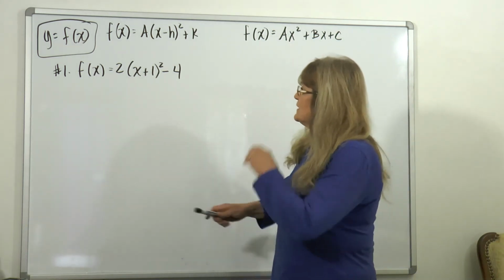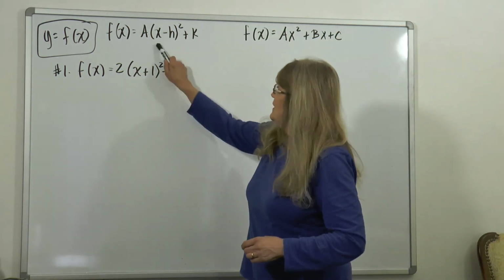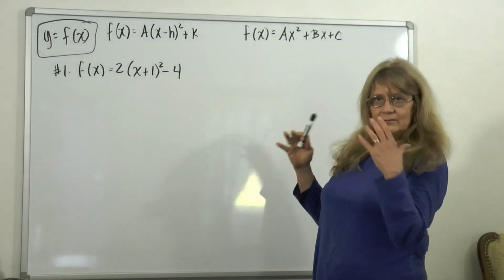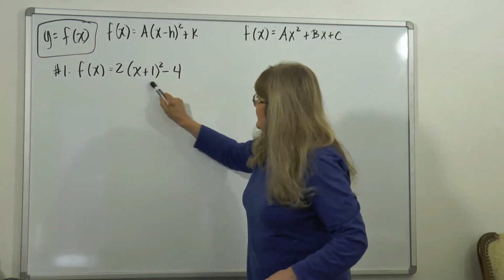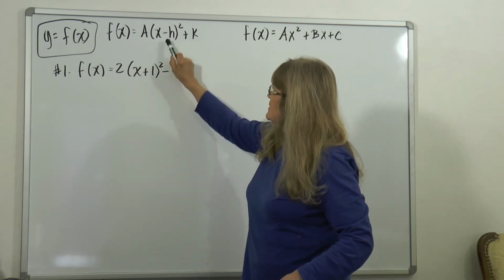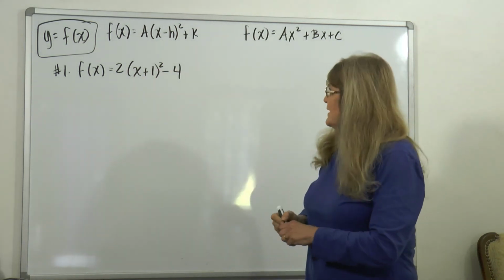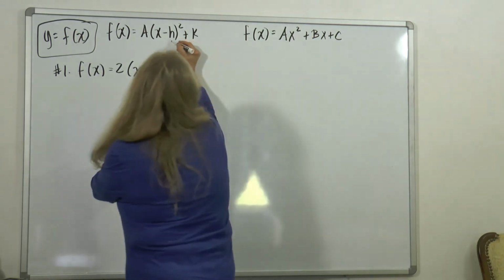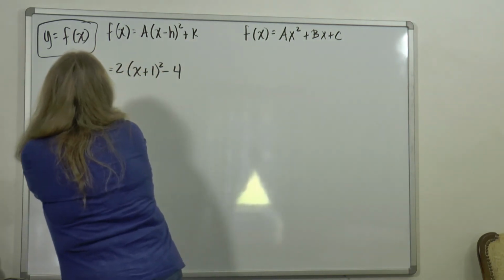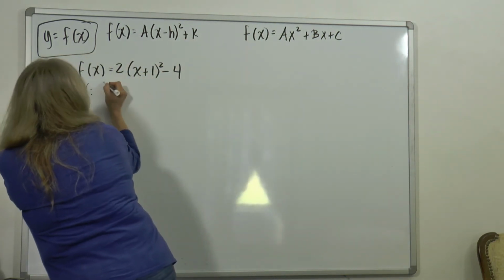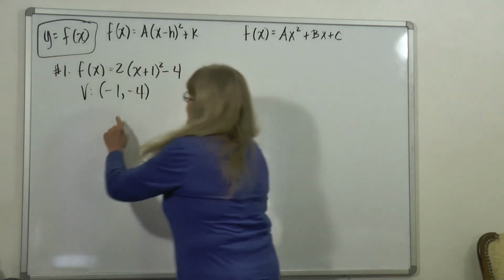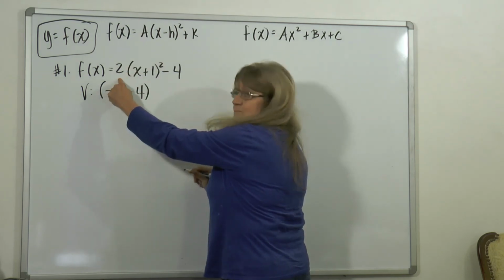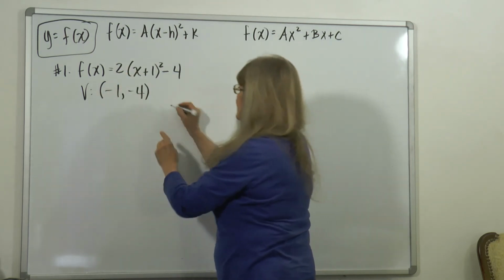Okay, so the first one, if we take a look at it, and we have these 2 different formats that our function could represent. So if I look at this, I have this binomial squared, so that tells me it's going to be that format. So remember, HK is going to be my vertex. So remember, opposite of how it looks, exactly how it looks. And since the A is positive, that tells me it's going to open up.